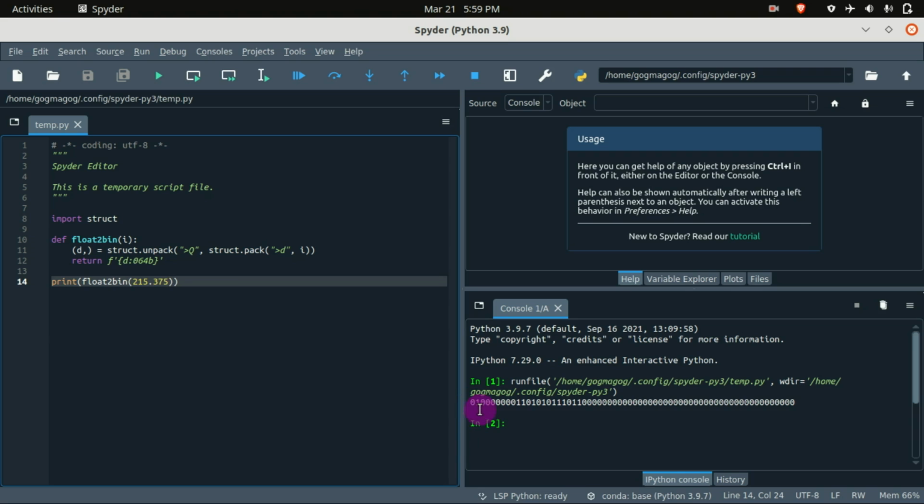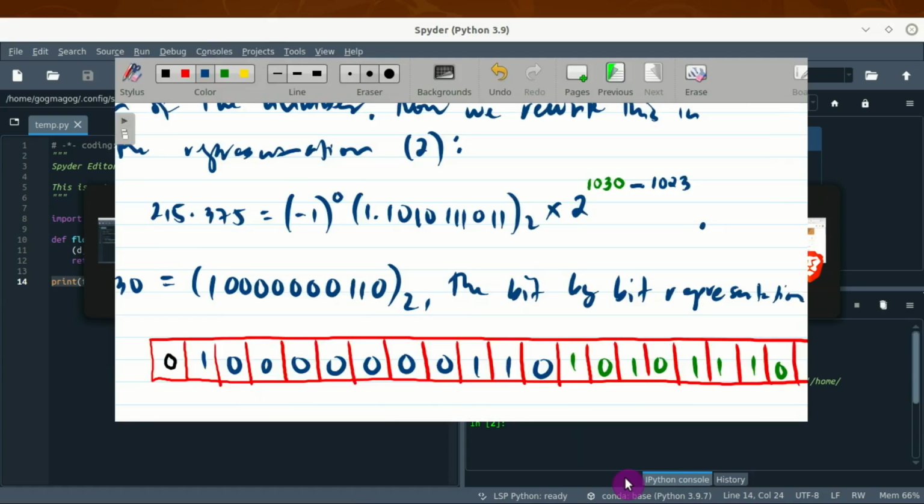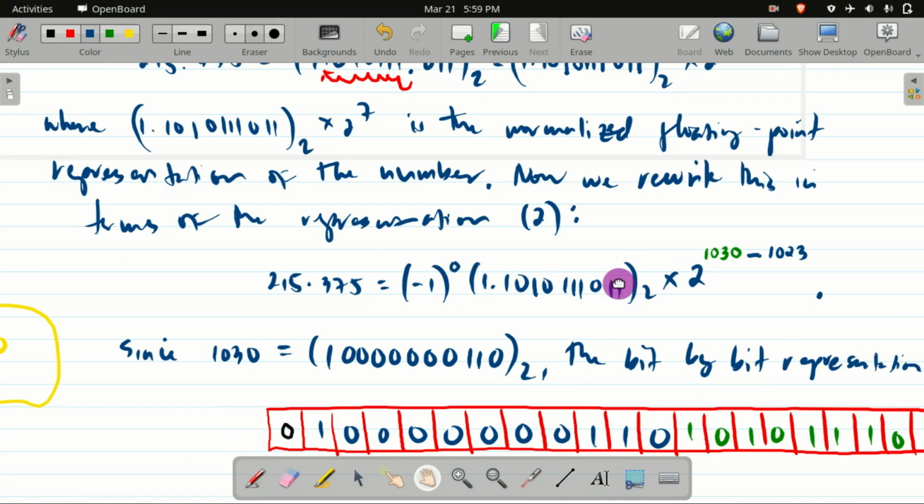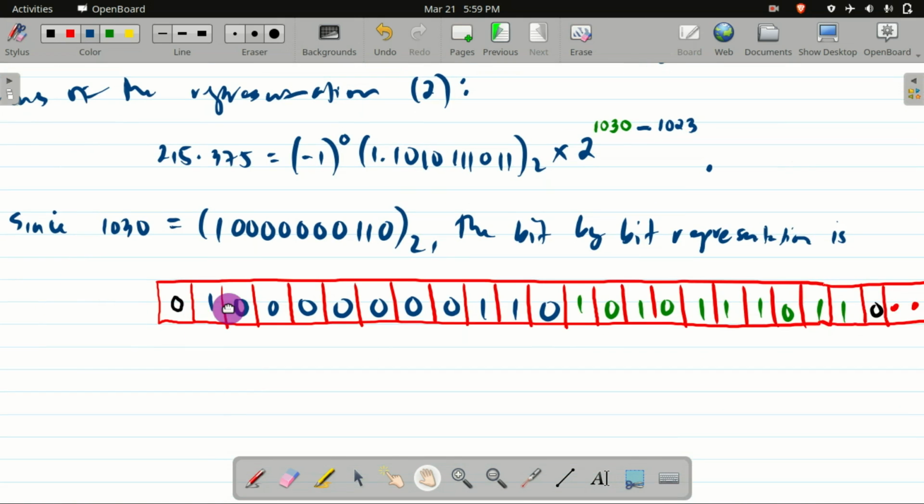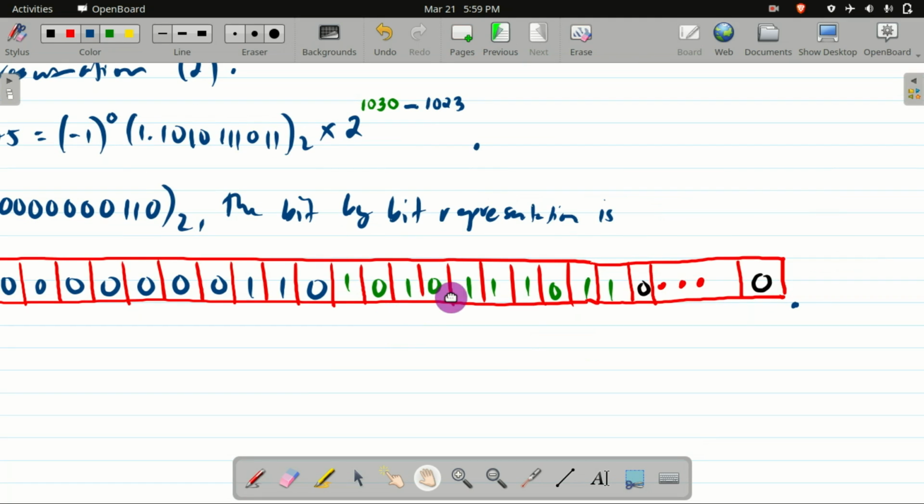We have 1 0 0. There are 7 zeros, 1, 7 zeros, and 1 1 0. Okay, so let me have here 1, 2, 3, 4, 5, 6, 7: 7 zeros and 1 1 0. For the mantissa, we have 1 0 1 0 1 1 1 0 1 1.